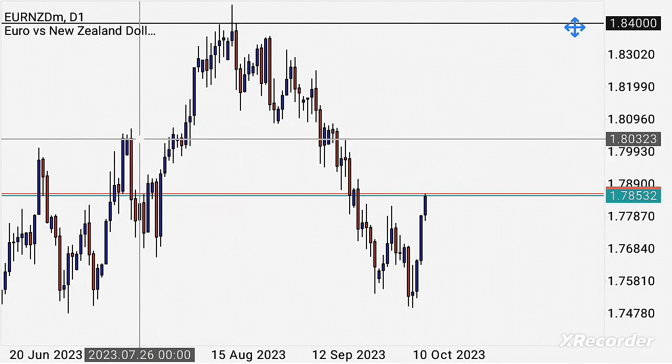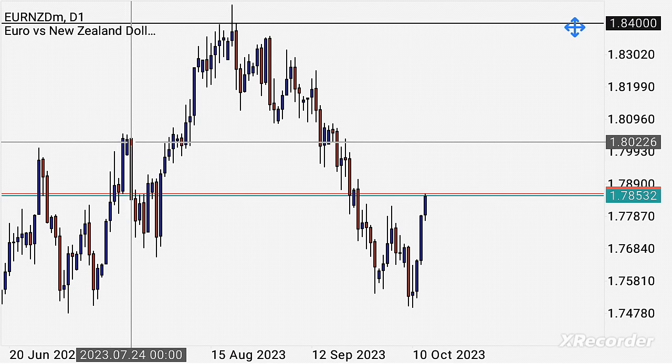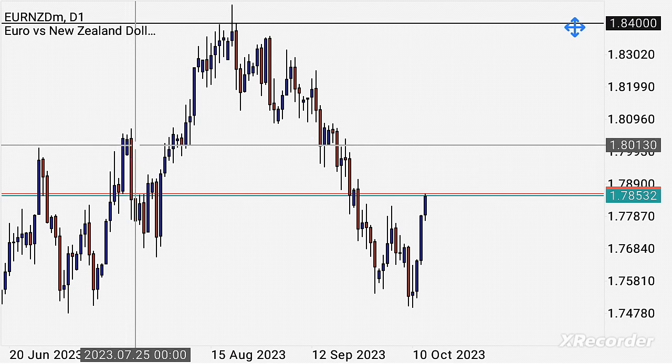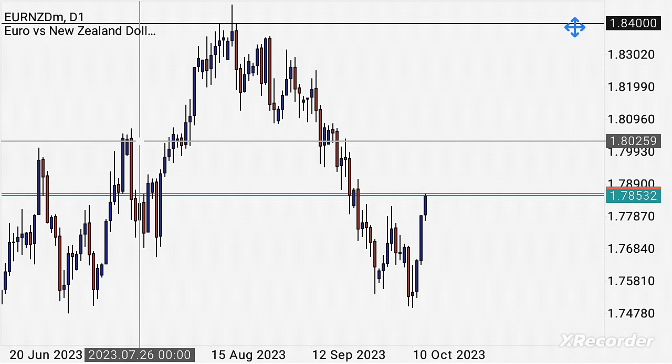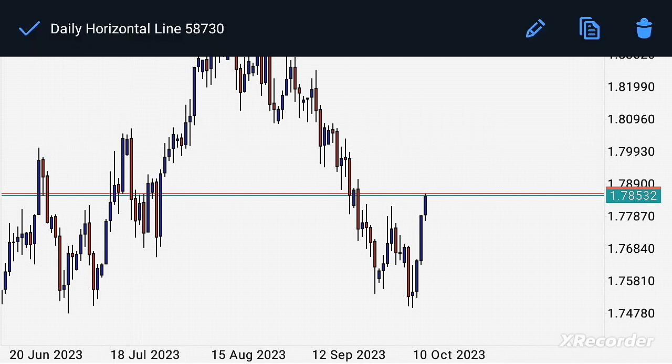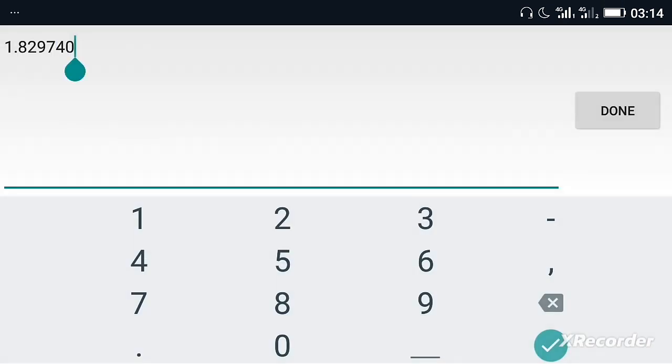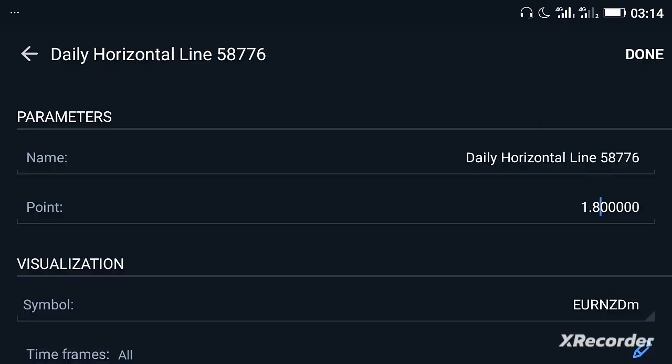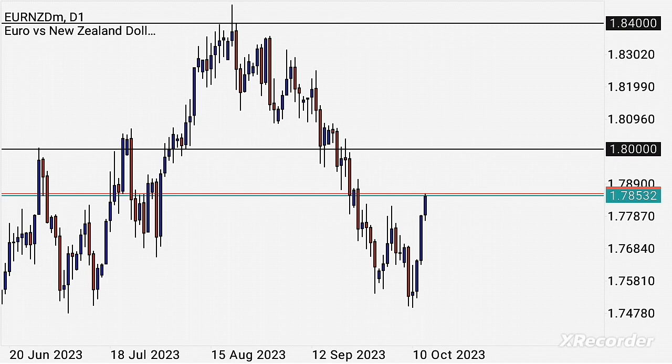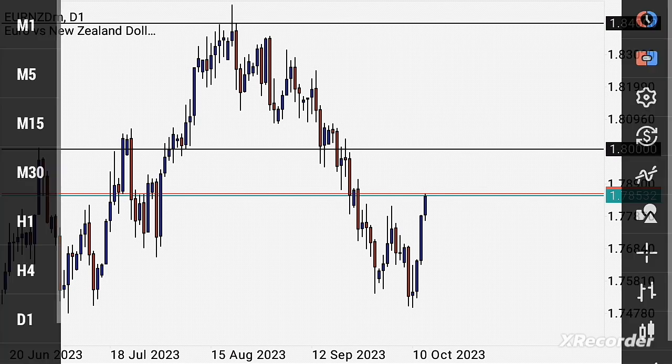So I'm going to find a round number that is close to that zone. If you look closely, you'll find that 1.8 is somehow close, right? That is a perfect figure for me. So I'm going to copy as usual, edit it to 1.8, and it's going to snap that zone. Exactly. So now that is the part which the banks pay attention to.